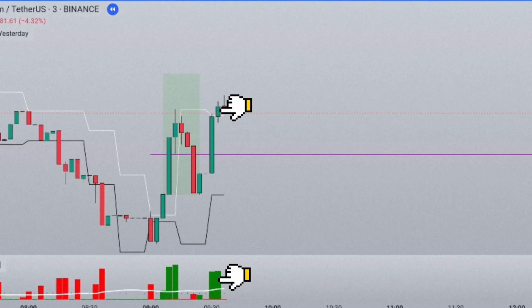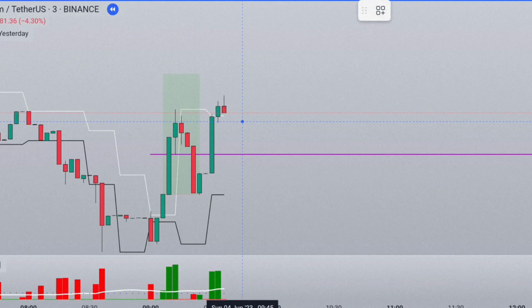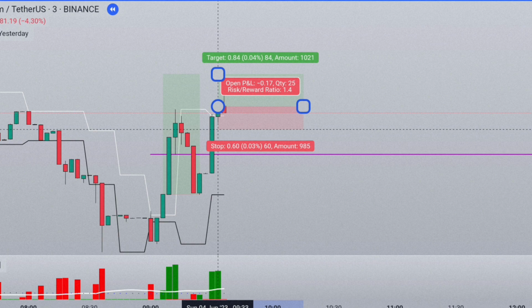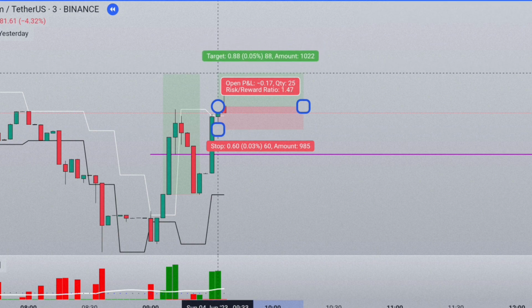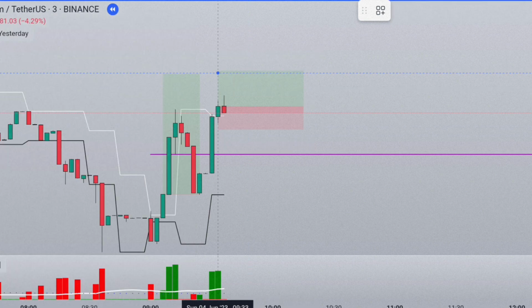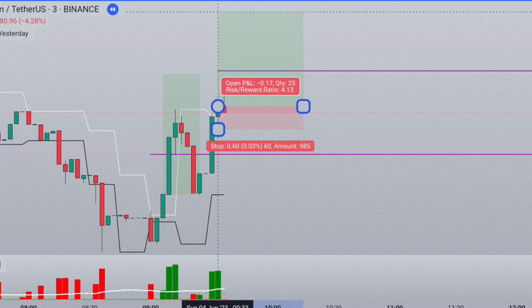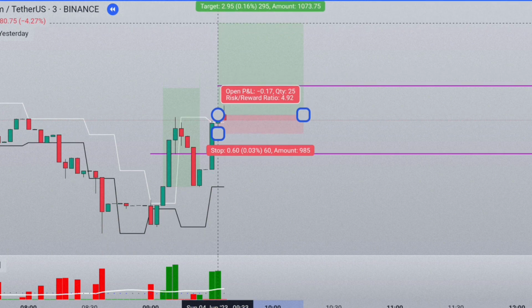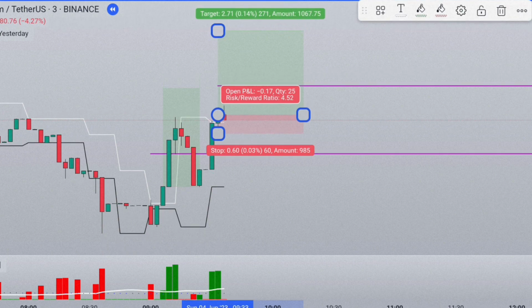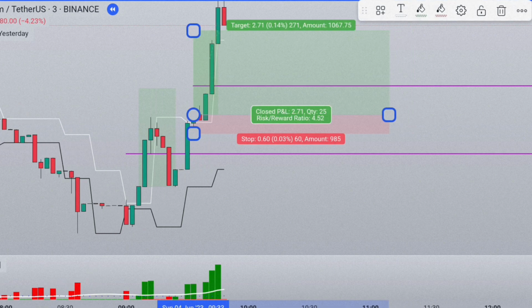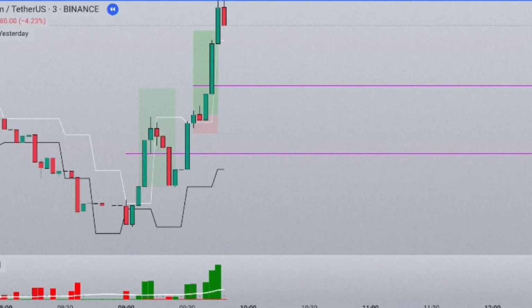After closing the previous trade, the conditions for a long position have formed again. We are entering another trade. It was a perfect trade. We made a fantastic profit.